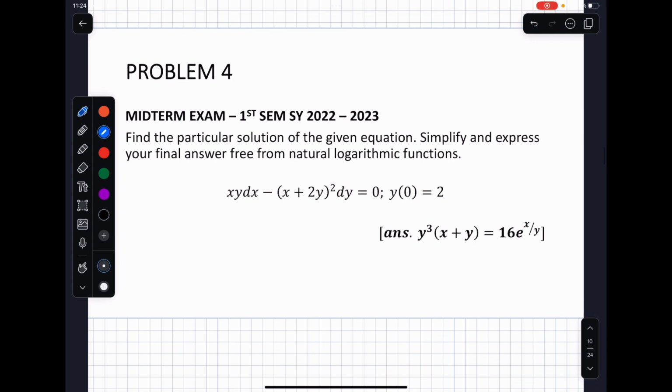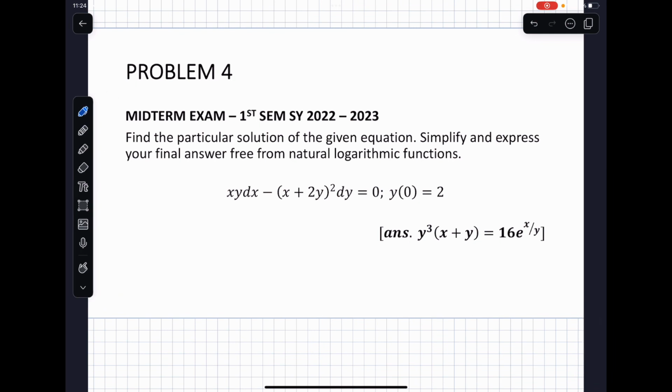So problem number 4 is a midterm exam problem. We are given xy dx minus (x plus 2y) squared dy is equal to 0. And we are given an initial value that when x is 0, y is equal to 2. So this is an initial value problem. We are to find a particular solution, and it is mentioned that the equation should be free from natural logarithmic functions.